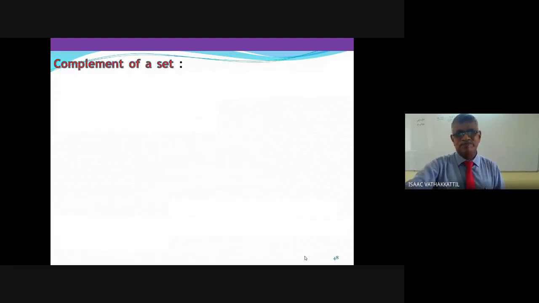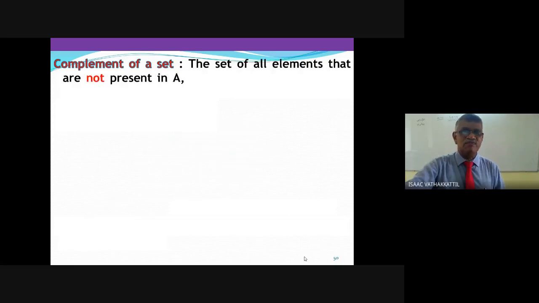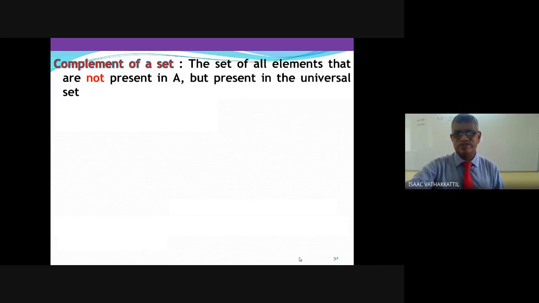Complement of a set. Complement of a set means the set of all elements that are not present in A. But then where are they present? They are present in the universal set. All the elements not in A, simply which are not present in A, but present in the universal set. That is known as the complement of a set.